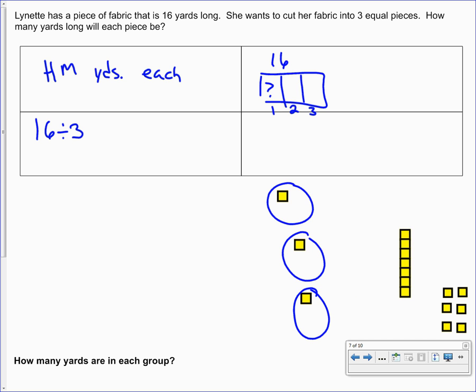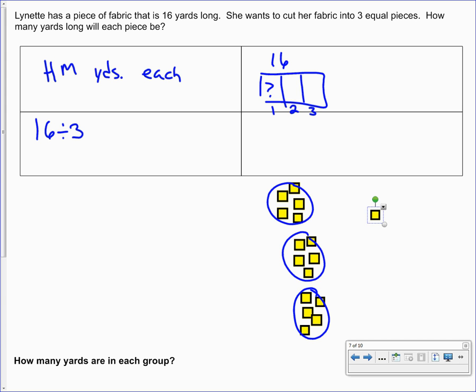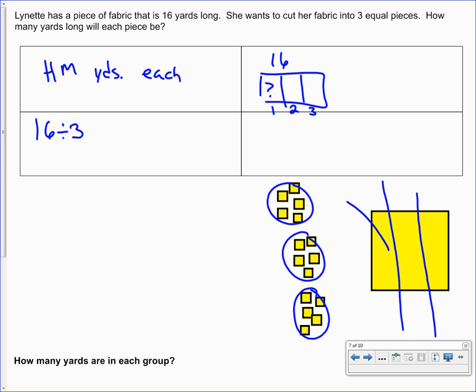So 1 in each, 2 in each, 3 in each, 4 in each. I know it's getting a little tight in there. A little crowded. 5 in each. And I've got this one left over here. Okay. Now, I can take this one piece right here, and I can cut it into 3 equal pieces. And give that piece to that one. Give that one to that one.